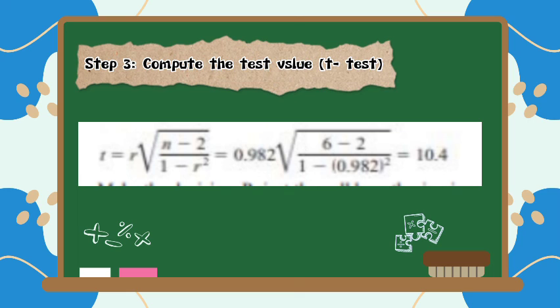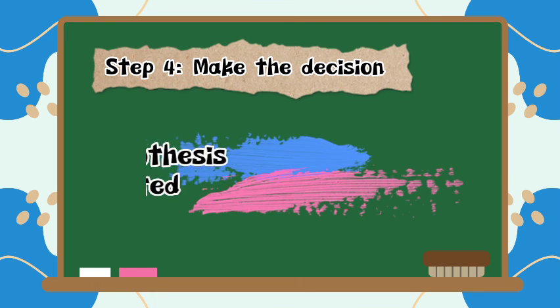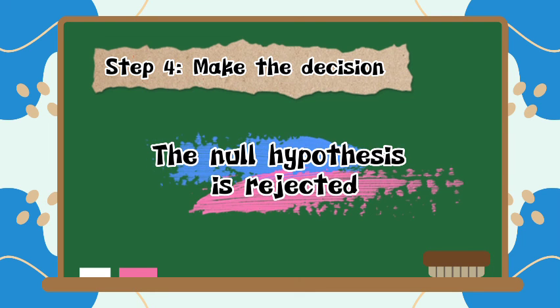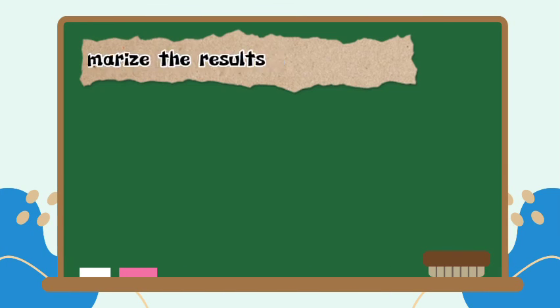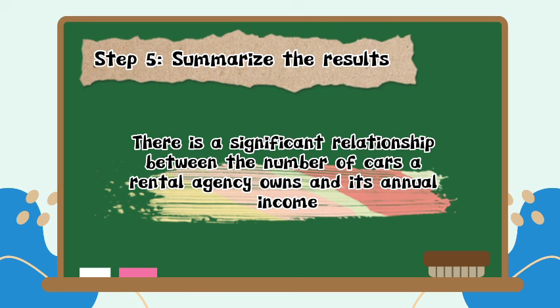So r equals 0.982 times the square root of 6 minus 2 over 1 minus 0.982 squared, which equals 10.44. Step 4. Make the decision. So the null hypothesis is rejected since the test value falls in the critical region. Step 5. Summarize the result. It is concluded that there is a significant relationship between the number of cars a rental agency owns and its annual income.